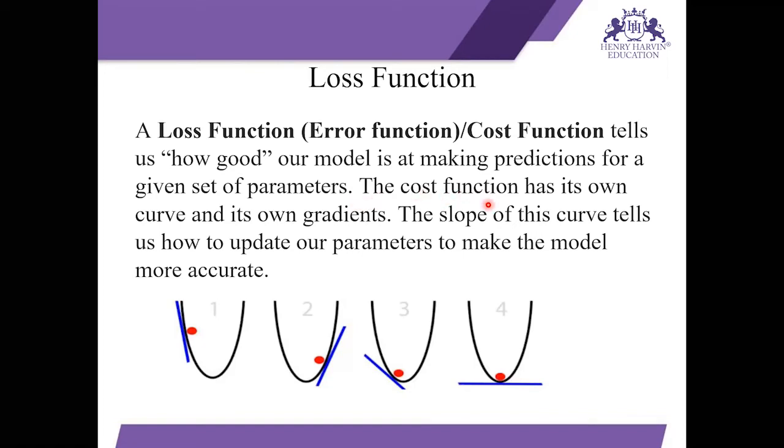So the cost function has its own curve and its own gradients. The slope of this curve tells us how to update our parameters to make the model more accurate. So to this one, we can say that here the slope is negative, right? So from that we can find out that the weight has to be increased.